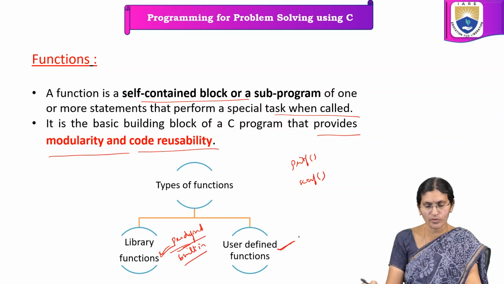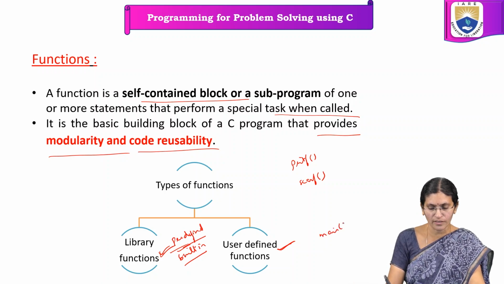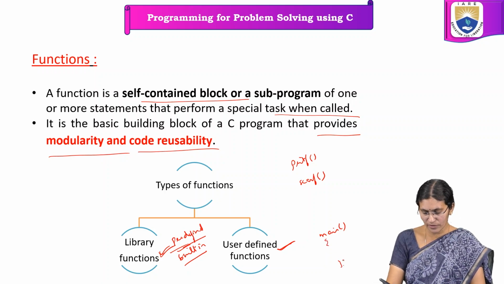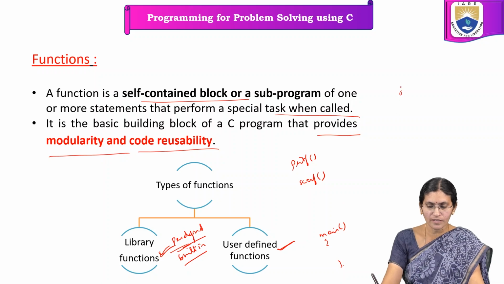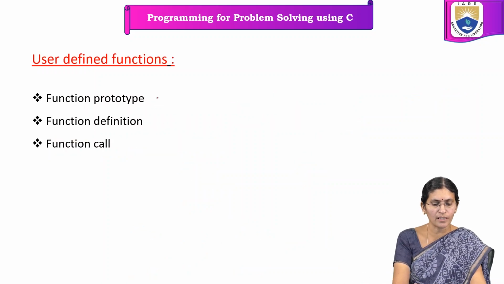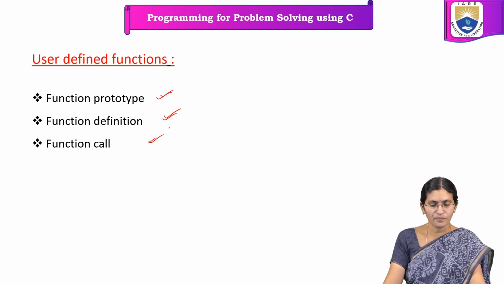Next are user-defined functions. An example of a user-defined function is the main function here. We define this main function. User-defined functions are the functions which are defined by the user or programmer. There are three basic elements of user-defined functions: the first is the function prototype, the next is the function definition, and the last is the function call.